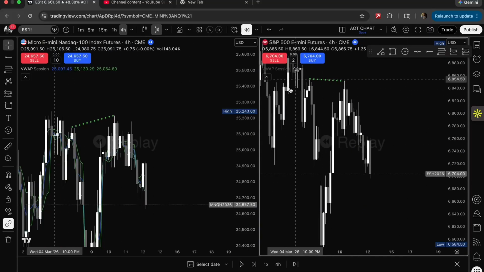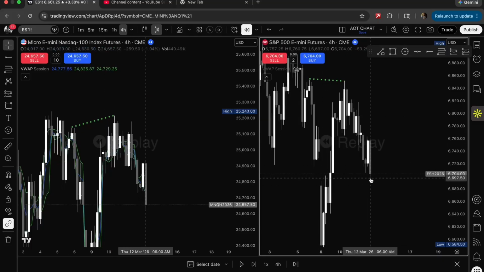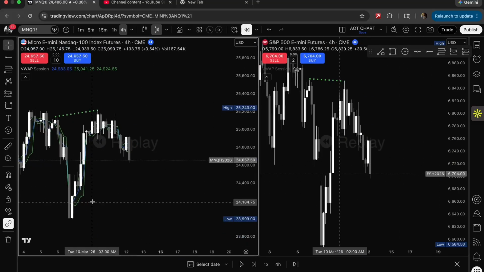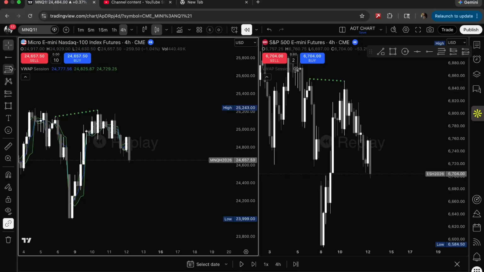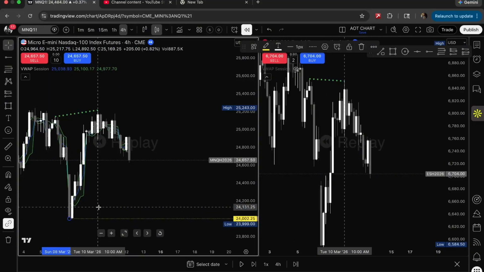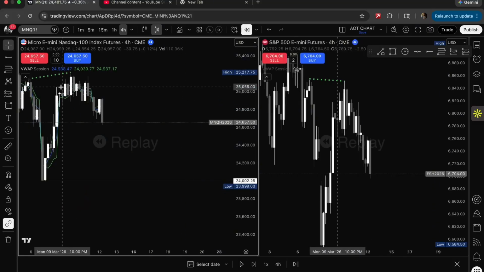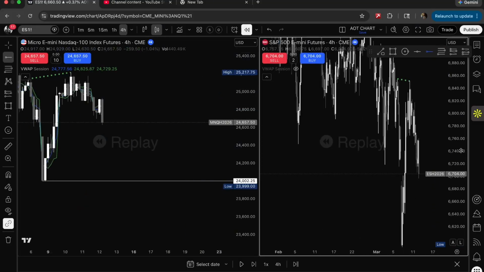All right, so overall narrative is bearish. Current trend, overall trend is bearish. Current trend is bearish as well right now. So let's see. So we got this 4 hour low, 4 hour low down here. I'm gonna mark that up right here too.